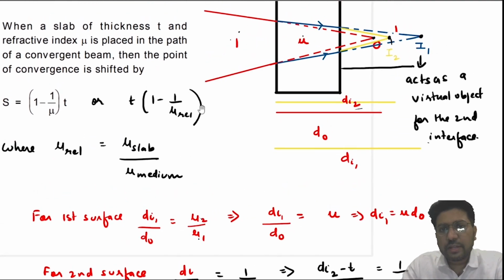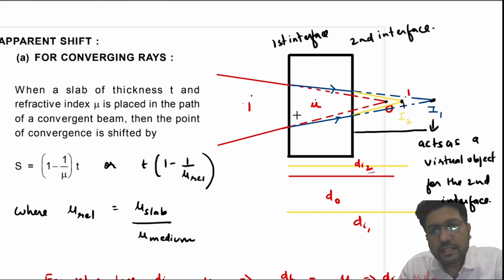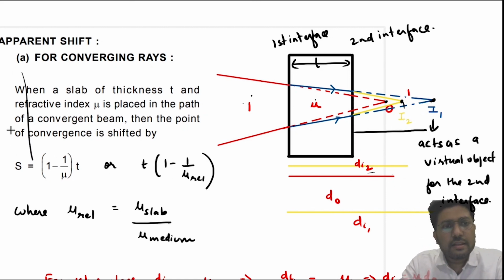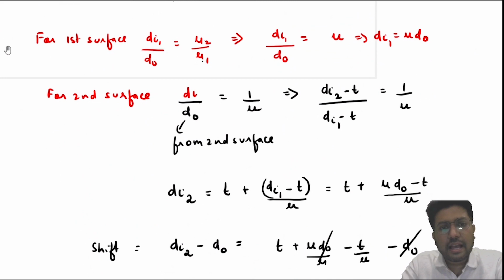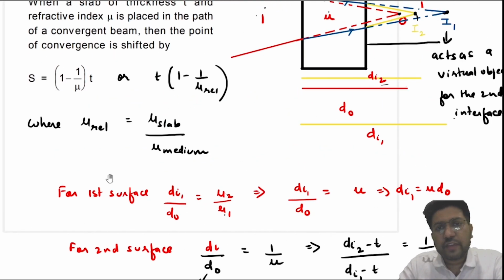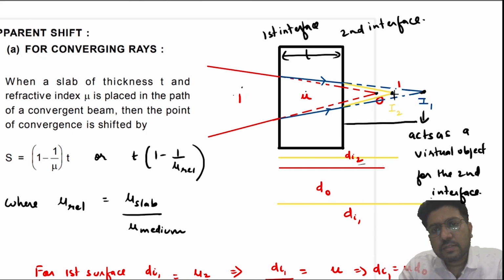Now listen carefully. For the second surface, what is the object distance? I1 was the object. This whole distance is di1, and suppose T is the thickness of the glass slab. So the object distance from the second interface will be di1 minus T. Then the image formed is where? The image formed is here. That is why I will write the image distance is T.